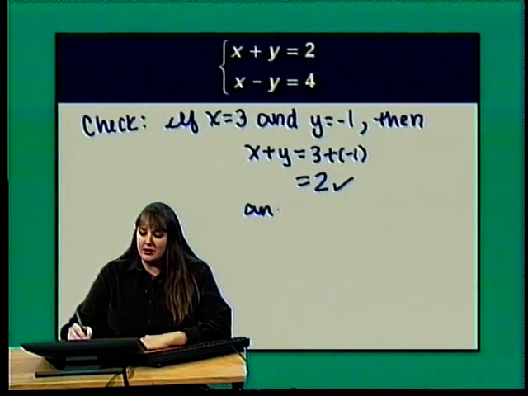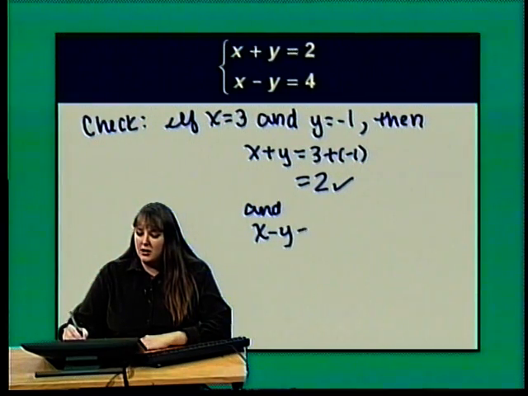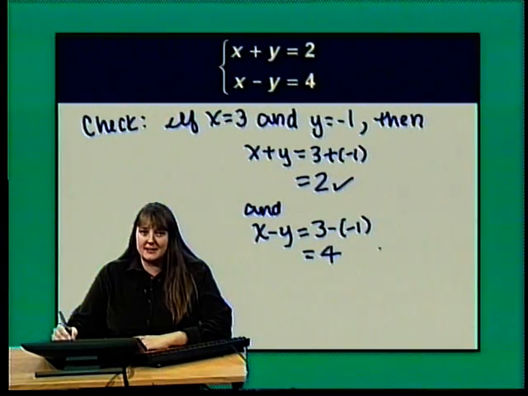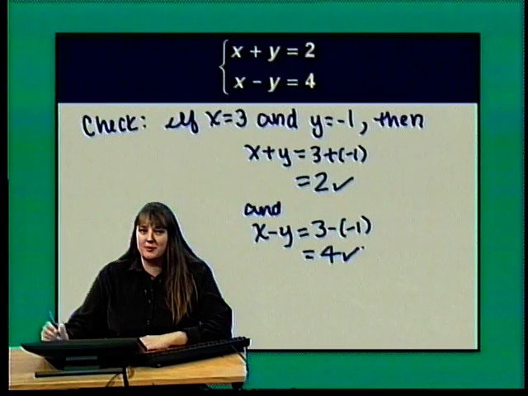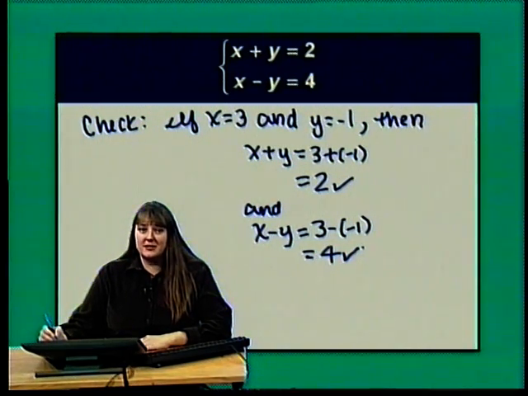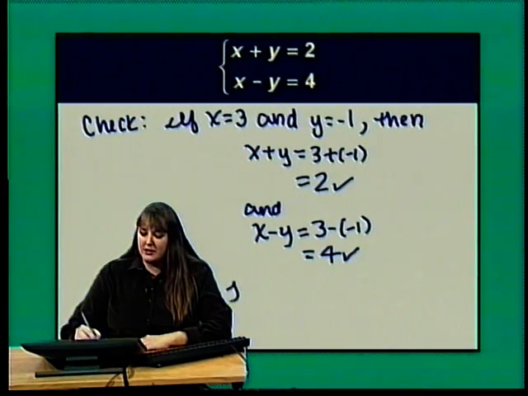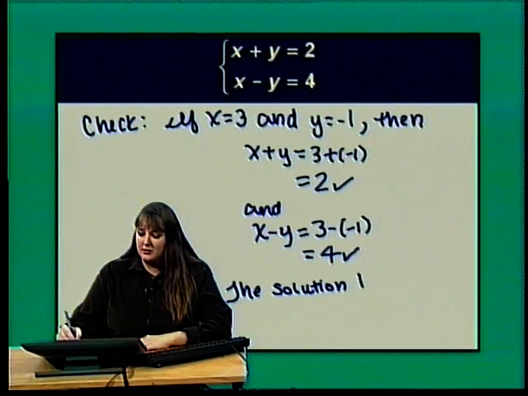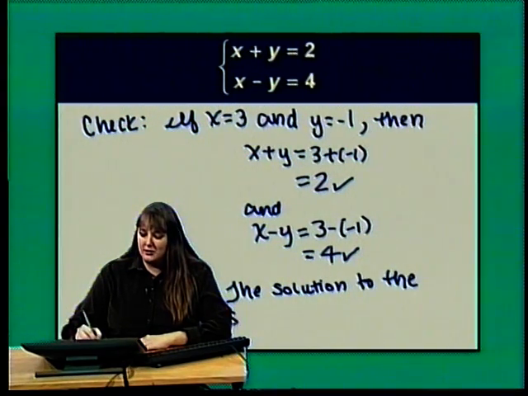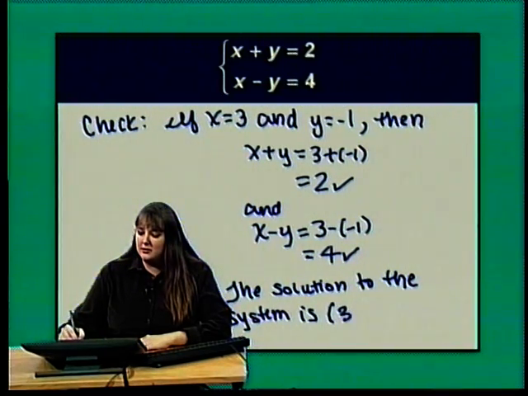What about the second equation? Well, looking at the left-hand side again, x minus y would be 3 minus negative 1. That's the same as 3 plus 1, which is 4. And we wanted x minus y to equal 4, so that checks as well. So the ordered pair checks in both of the equations. This ordered pair is indeed a solution to the system. So I can write my conclusion. The solution to the system is the ordered pair 3, negative 1.